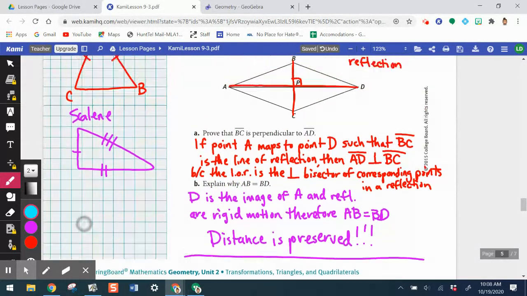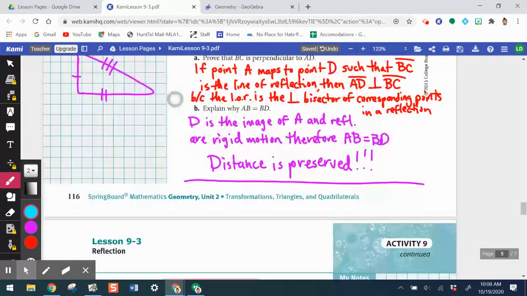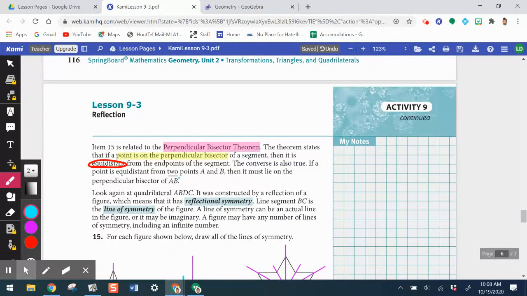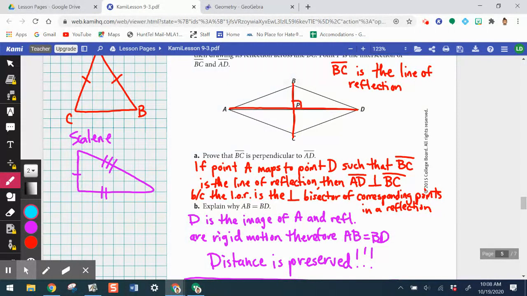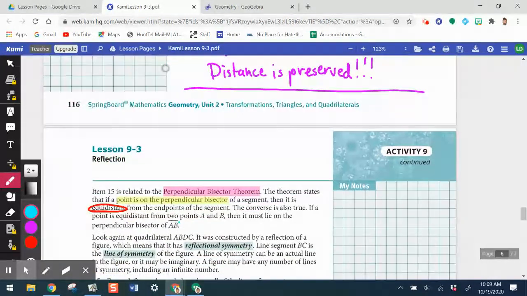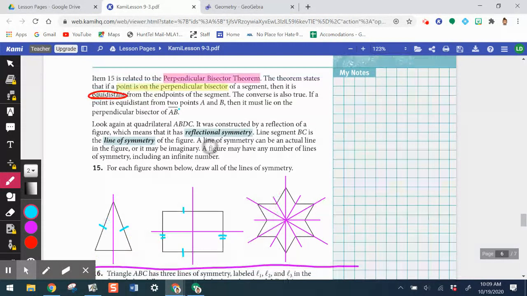So let's go back and say that here. The perpendicular bisector theorem says that if a point is on the perpendicular bisector of a segment, then it is equidistant from the endpoints of the segment. So this point P being on the perpendicular bisector, in this case, line segment BC, then P is equidistant from point A and point D. That's in fact what we were speaking on primarily in item A. And so we're seeing how this works with reflections, and now we're turning the page literally and seeing how it works in reflectional symmetry.